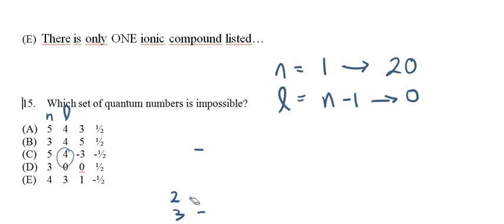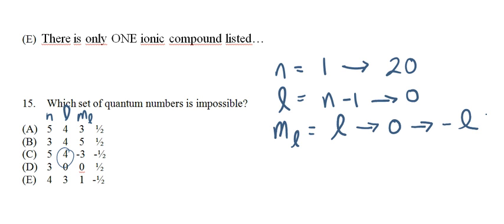Our next column is m sub l, which represents orientation. Orientation goes from l through 0 through negative l, or you could write it the opposite way, negative l through 0 through l. That's fine. Now, if I have an s orbital, which is equal to 0, my l is only 0, so I only have 0. If my l is equal to 1, then I will go 1, 0, negative 1.